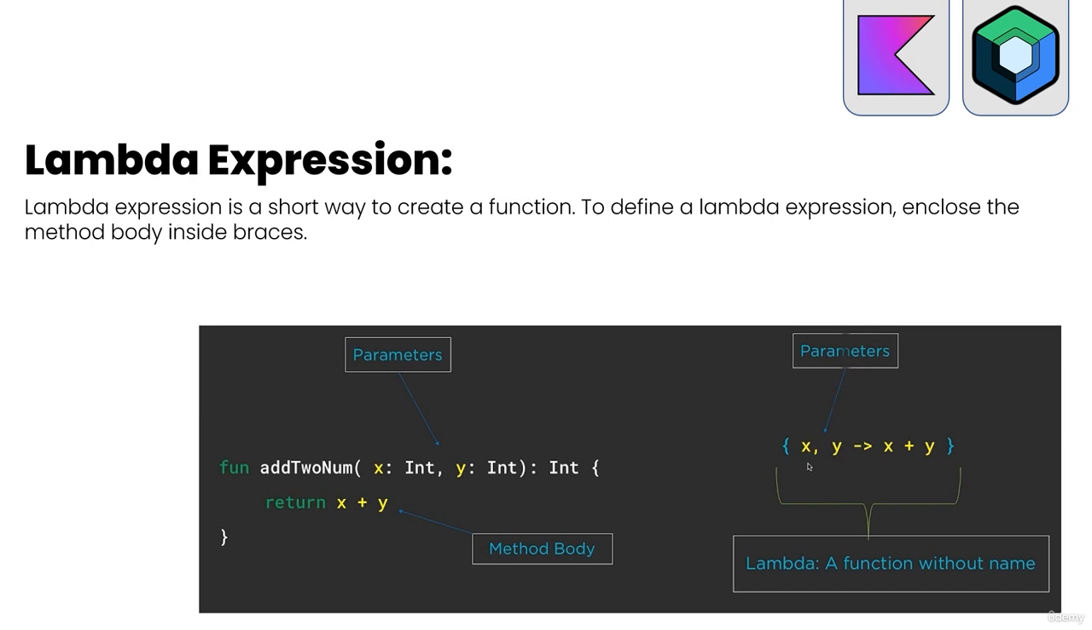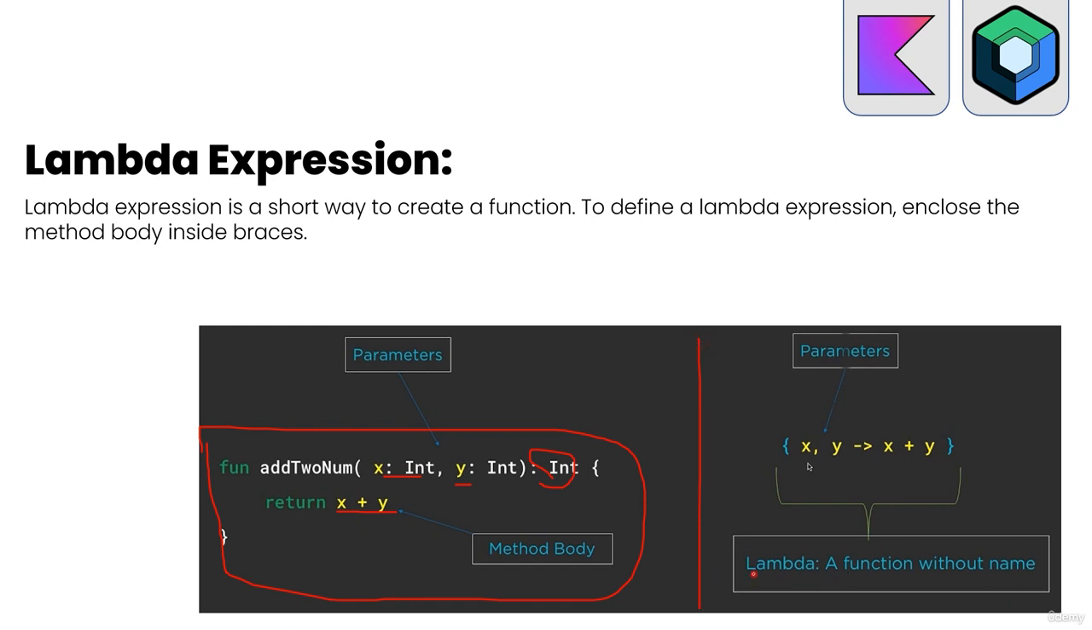Lambda expression is a short way to create a function. To define a lambda expression, enclose the method body inside braces. To the left side here in this example, we have the function add two numbers, with x as a parameter and y as a parameter, integer parameters, and Int here is the returning type, and return x plus y here is the method body.